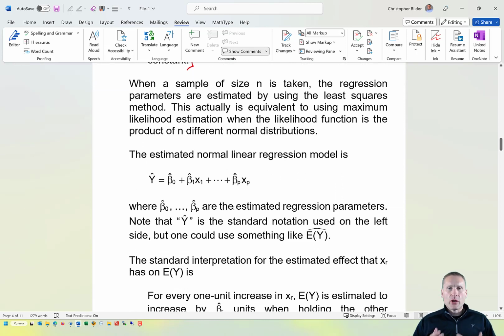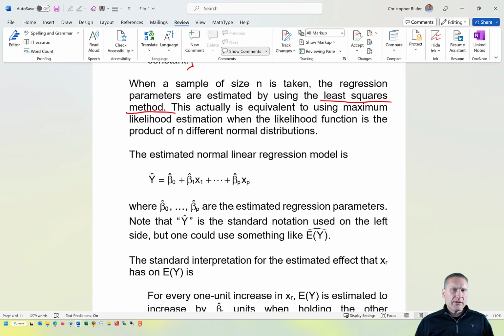So these regression parameters are parameters. We need to estimate them. Typically, the way that you're taught how they're estimated is through what's called the least squares method. This method is actually equivalent to using maximum likelihood estimation in this particular case when we have this normal distribution. So that's something that's kind of interesting to know, and we'll talk about that more coming up.